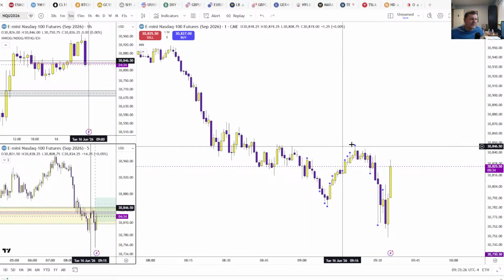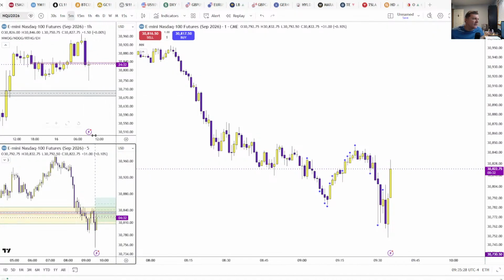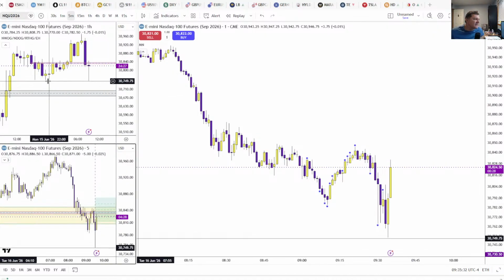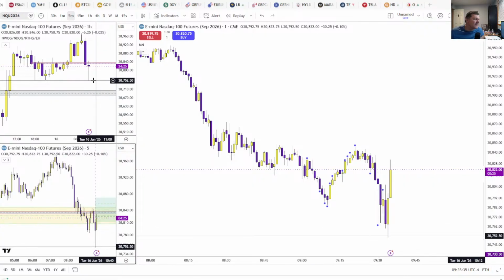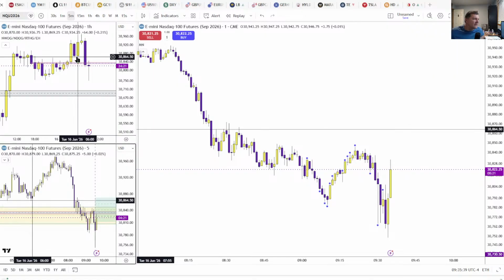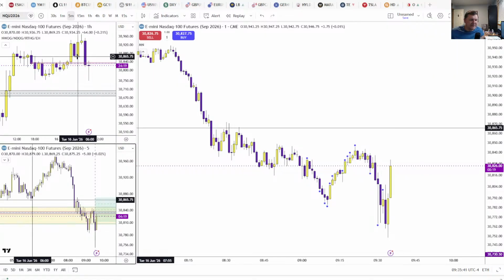Wait for us to get above here, look for a retest, and then go higher. So we just swept those lows there, 1 or 2 ticks below that low. And I'm looking for that, again, retest to that 865 level.